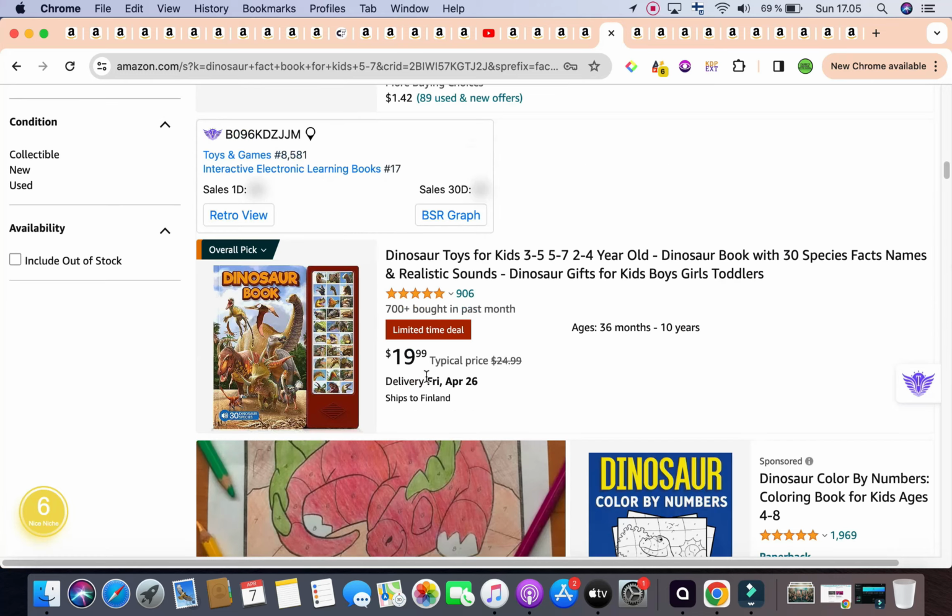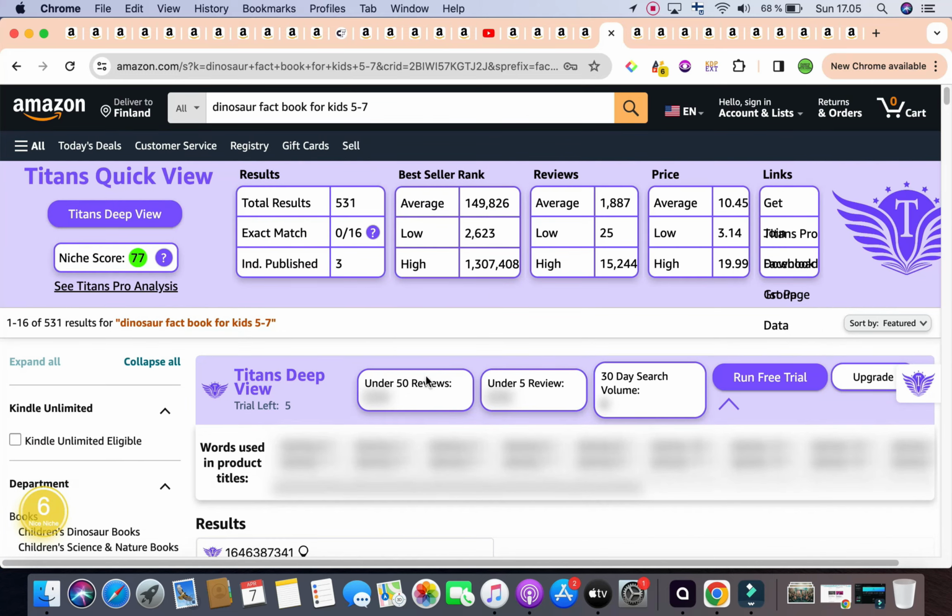2,623. As you can see, just halfway through the first page, we've managed to find about 8 or so books with a bestseller rank of 100,000 or less. They are not sponsored, and this is also a great indicator that this is a profitable niche, besides the results that we're all happy with at the top bar right over here.